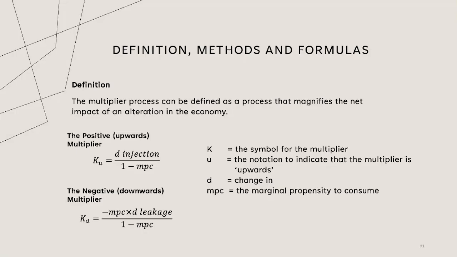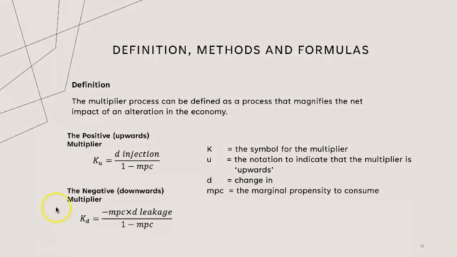The multiplier process can be defined as the process that magnifies the net impact of an alteration in the economy. For example, if there is an injection by the government, like a government expenditure increase, we call it an injection. So when there is an injection, there will be a multiplier process. Due to this injection, it will stimulate the economy and give more income to the country.